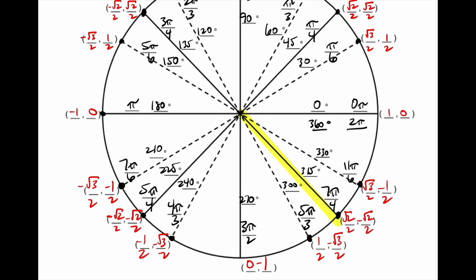Okay, so I'm going to draw that triangle, just like I have. It's a quadrant 4 triangle. So my dot is going to be here. The right angle is going to be here.